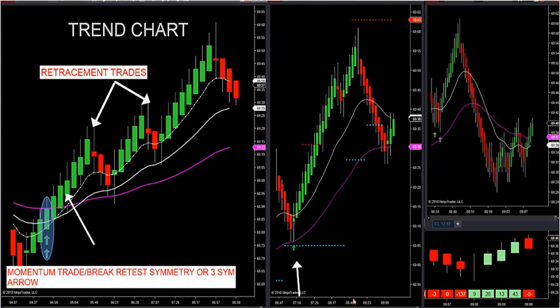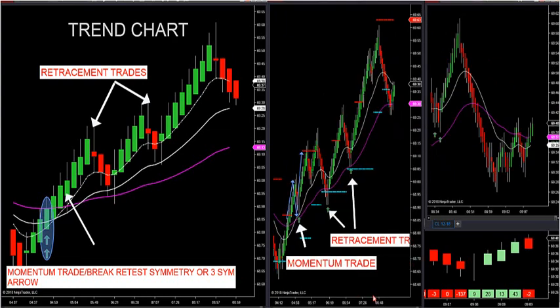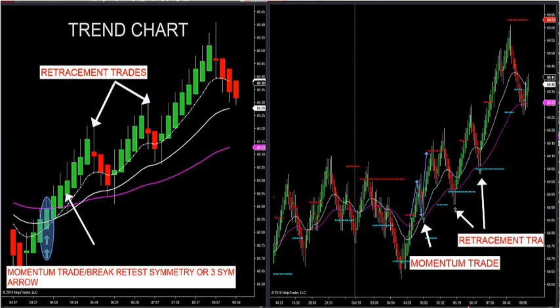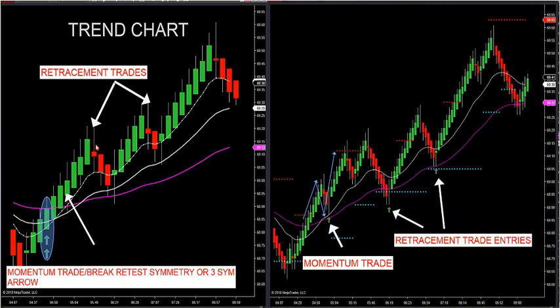Okay? So those are the two trade setups I want you to concentrate on. I want you to concentrate on the retracement trade, which is based upon our opposite color bar on the trend chart. And I want you to concentrate on the momentum trade, where you have green bar, green bar, green bar, green bar. Let's say this green bar pulled back right there.